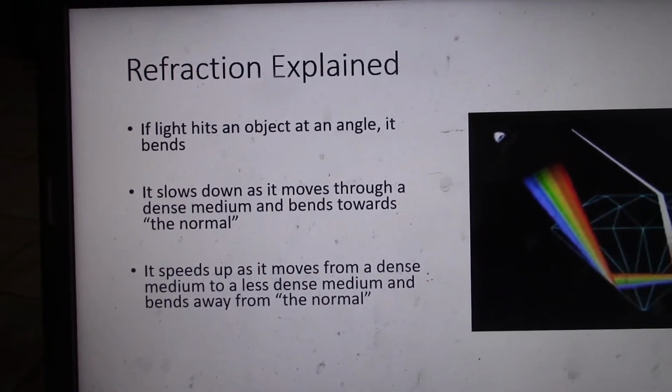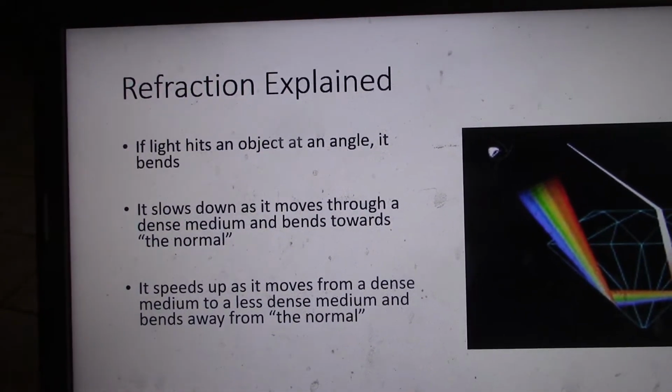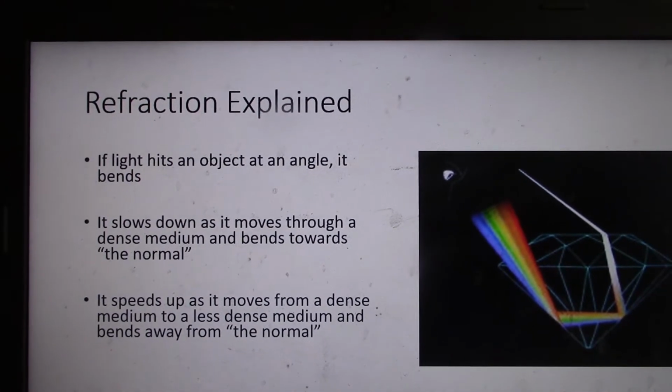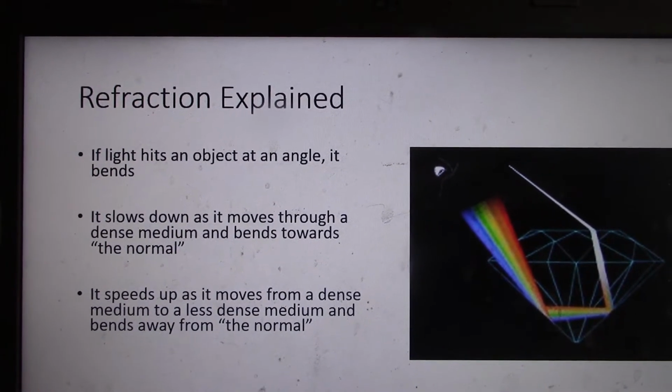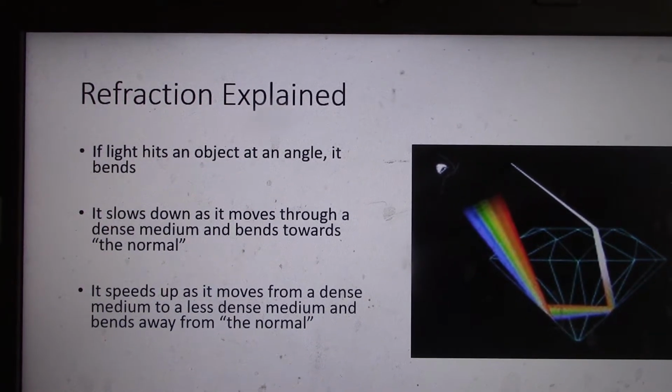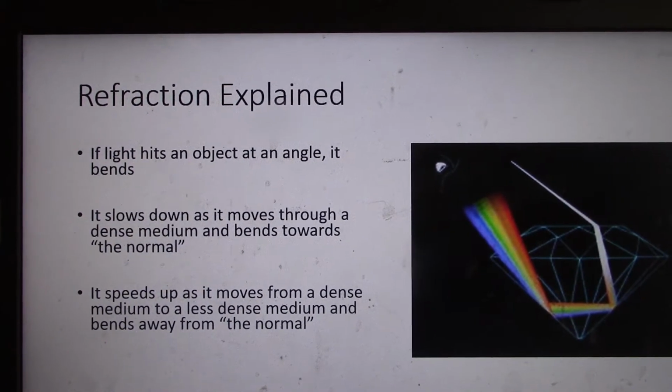Right, so if light hits an object at an angle, it will bend. It slows down as it moves through a dense medium and bends towards the normal, and it speeds up as it moves from a dense medium to a less dense medium and bends away from the normal.